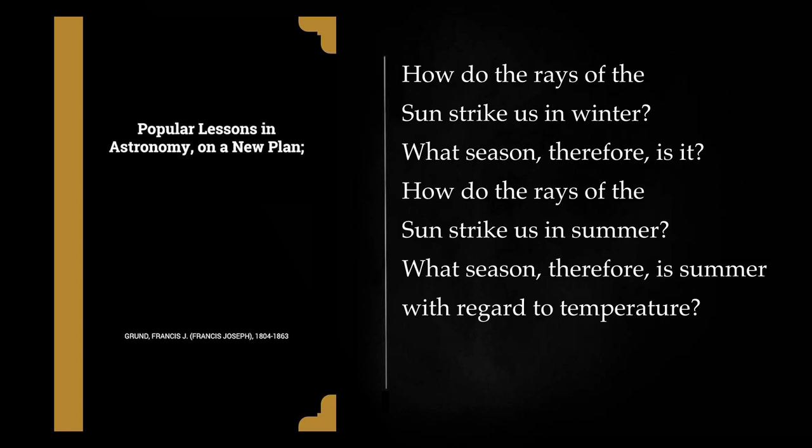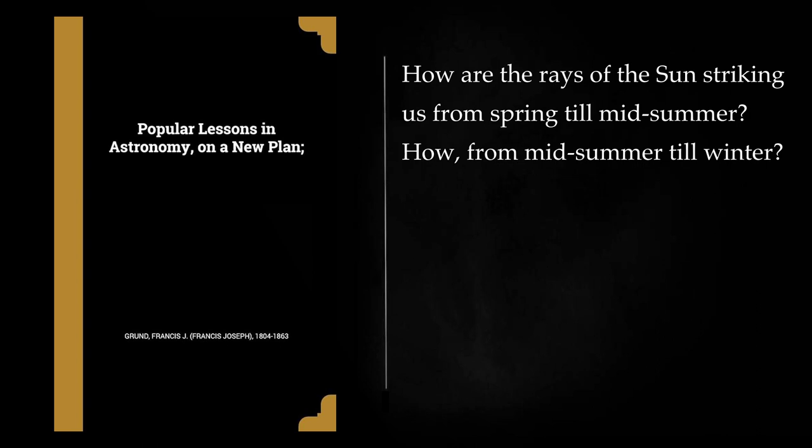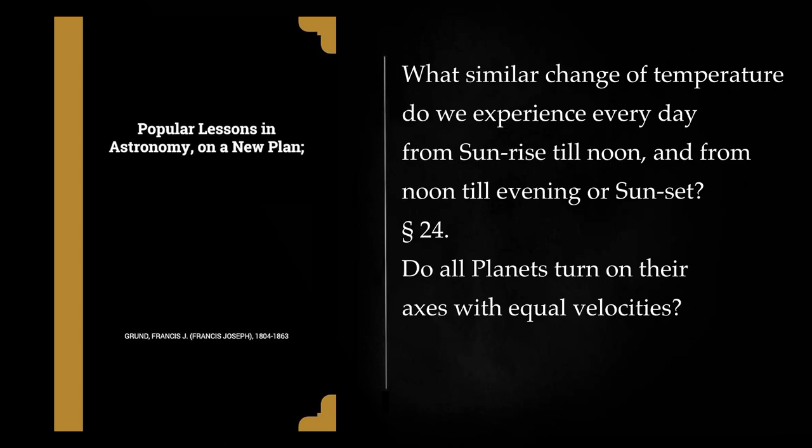How do the rays of the sun strike us in winter? What season, therefore, is it? How do the rays of the sun strike us in summer? What season, therefore, is summer with regard to temperature? How are the rays of the sun striking us from spring till midsummer? How, from midsummer till winter? What similar change of temperature do we experience every day from sunrise till noon, and from noon till evening or sunset?